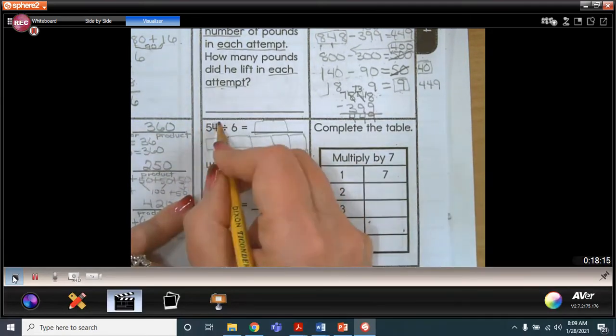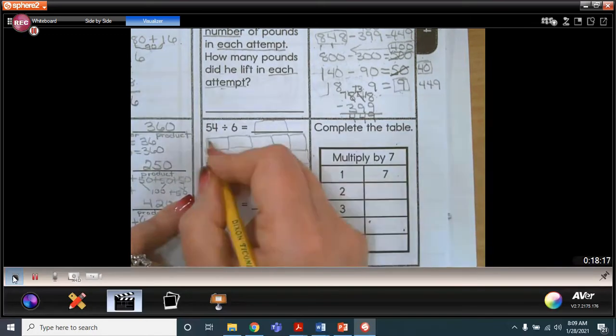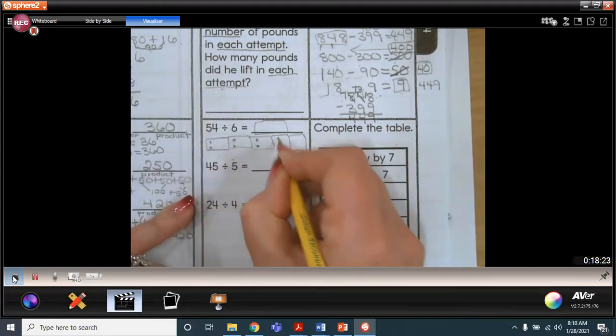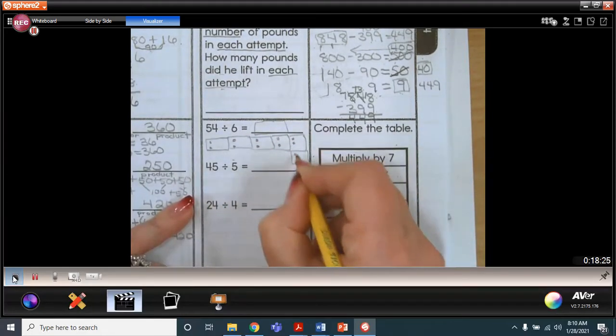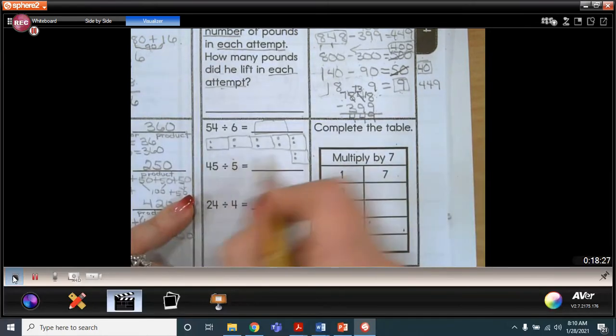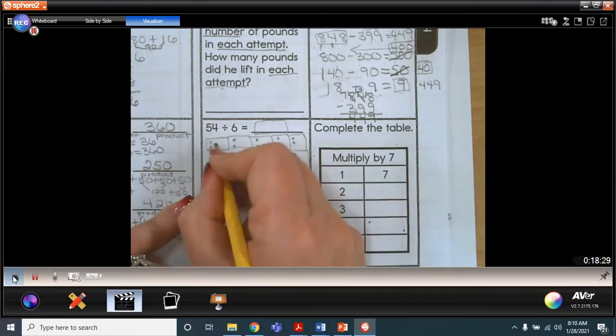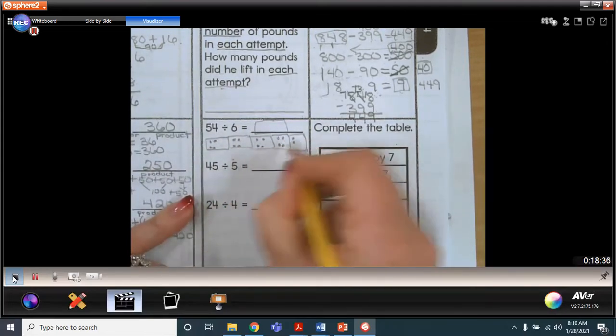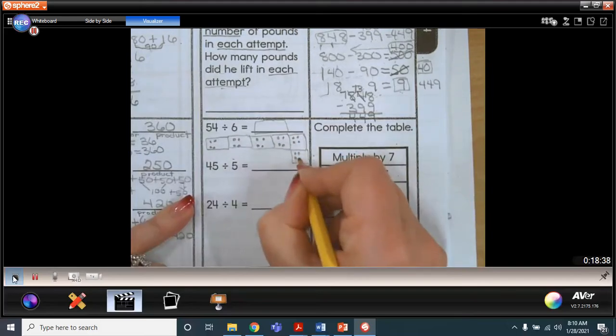And I know that this is even, so that means I can start off with 2s. 2, 4, 6, 8, 10, 12. I could probably do another 2 because we're not even close to 54 yet, right? 12. So 14, 16, 18, 20, 22, 24.